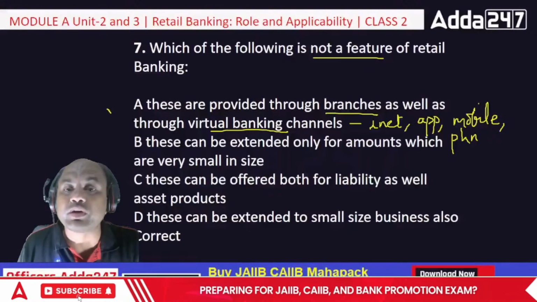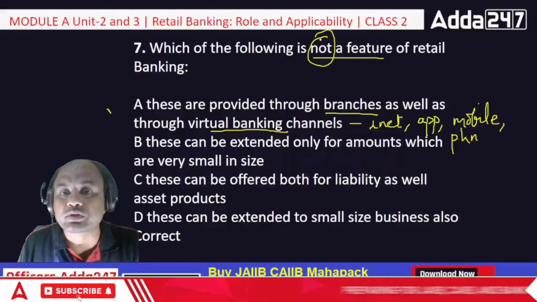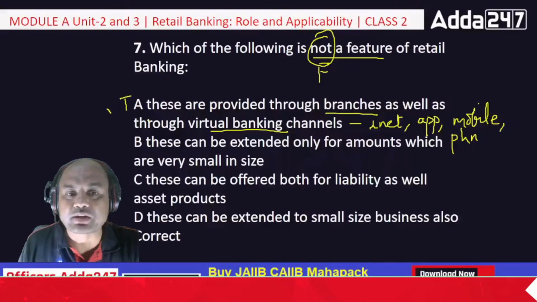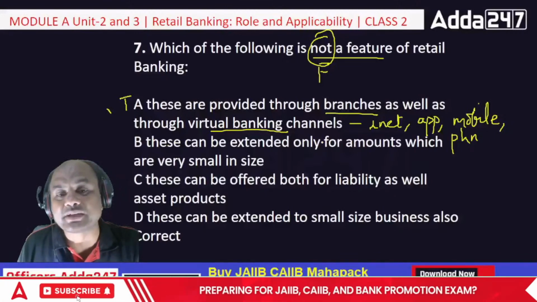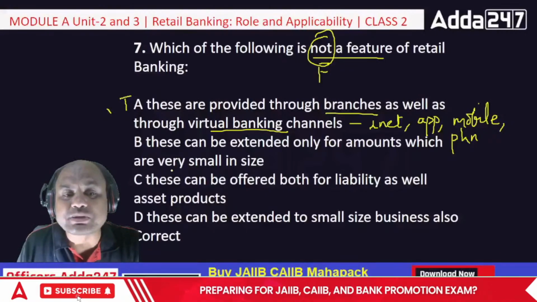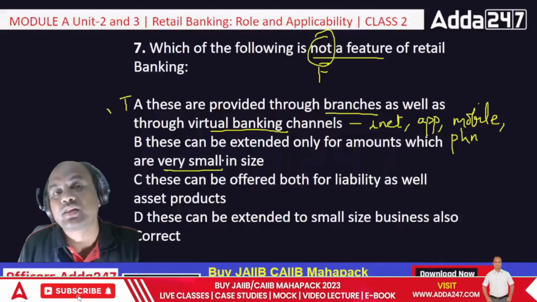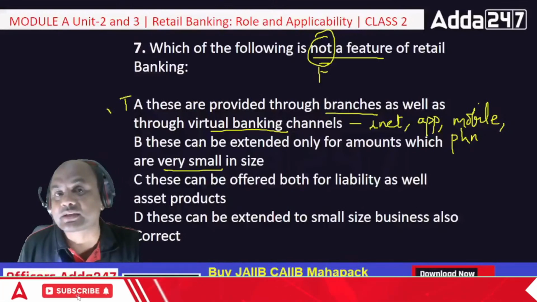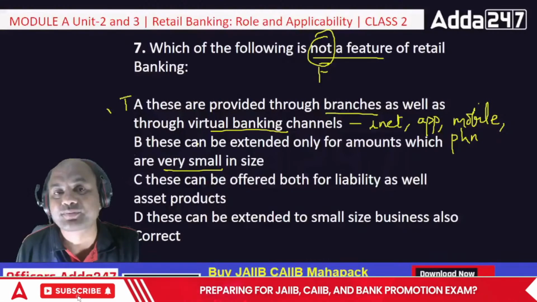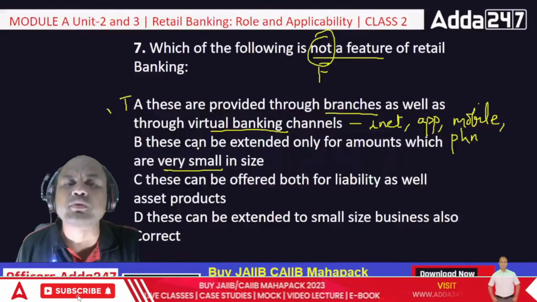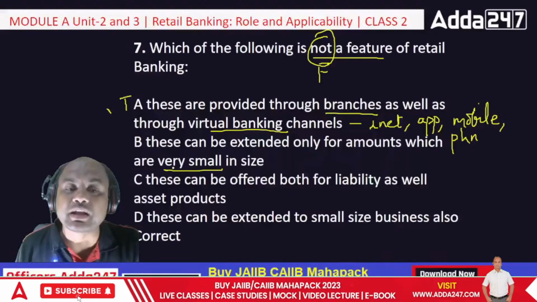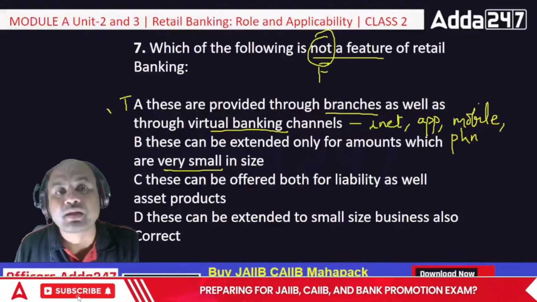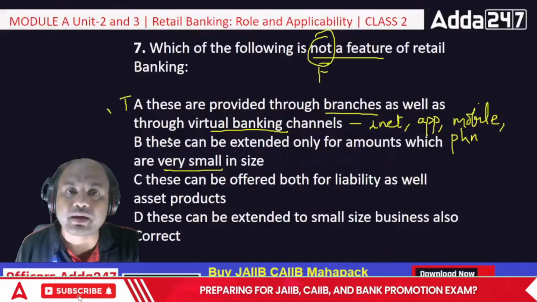Now what do we want? See here, we want the "not", so we want the false answer. So this is true. What is B? They can be extended only to the amounts which are very small in size. Now see here. Very small means what? I can consider this as 10,000. Very small means generally up to 1 lakh, let's say. So is retail banking nowadays limited to 1 lakh rupees? No. Retail banking has gone far ahead.